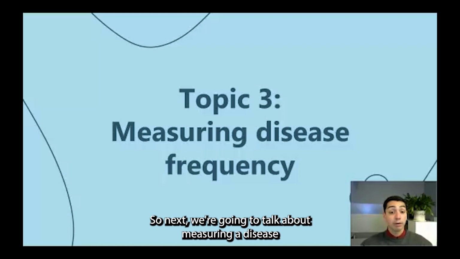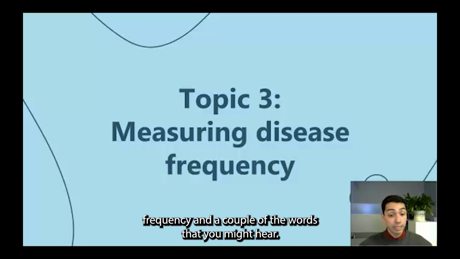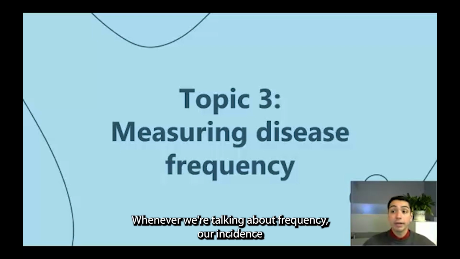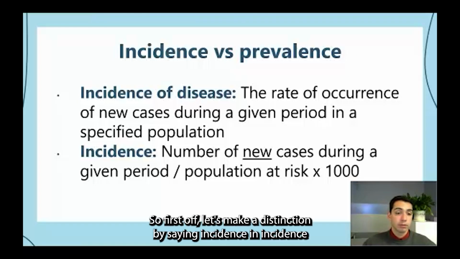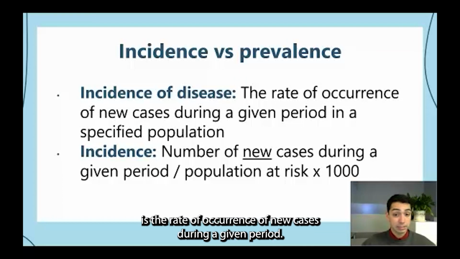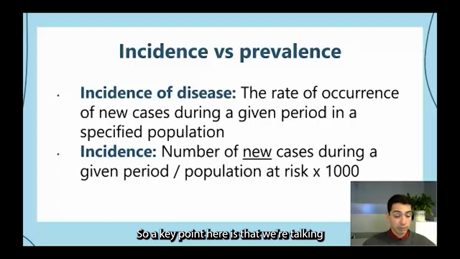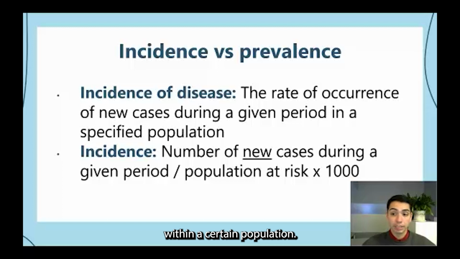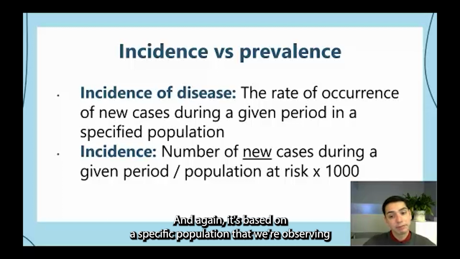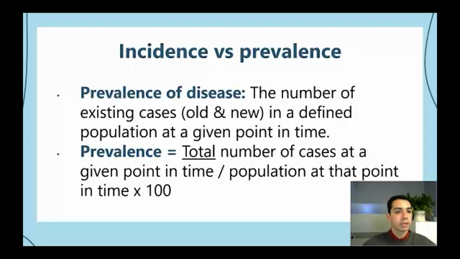So next we're going to talk about measuring disease frequency, and a couple of the words that you might hear whenever we're talking about frequency are incidence and prevalence. So first off, let's make a distinction by saying incidence. An incidence is the rate of occurrence of new cases during a given period. So the key point here is that we're talking about all the new cases of people within a certain population, and again, it's based on a specific population that we're observing.